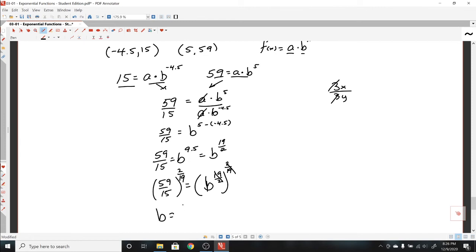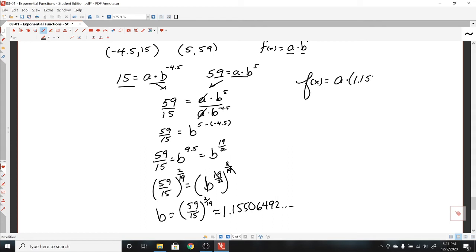So I get b is equal to 59 over 15 to the 2/19 power, which is about 1 point, and I'm going to hang on to most of the decimal places here. At this point in time, I would probably tell you to store this value into the calculator because this does not end here. This would just continue on and on. But for now, that'll be sufficient. All right, so my function now is a times 1.1550649 to the x. Now I have three unknowns.